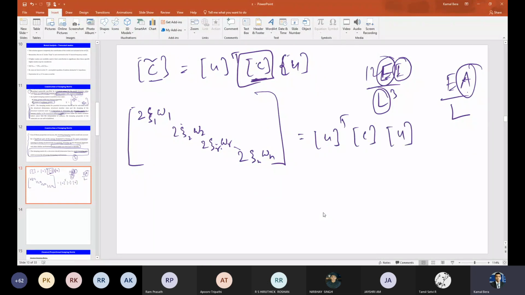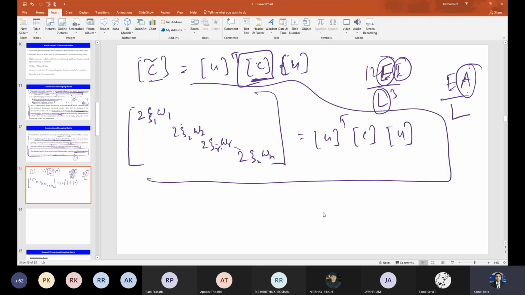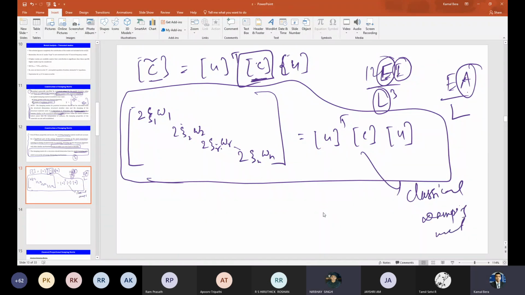Please listen carefully to what I am now going to demonstrate, the construction of the classical damping matrix, because there will be one question related to this classical damping matrix in one of the exams. There is no issue with this, right, if C is classical. Here omega 1, omega 2 you already know, and zeta 1, zeta 2, zeta 3 are the modal damping ratios: first mode modal damping ratio, second mode modal damping ratio. In general, zeta r is the rth mode modal damping ratio, r equal to 1 to n.